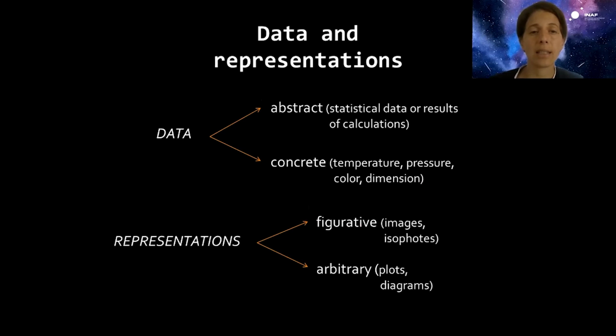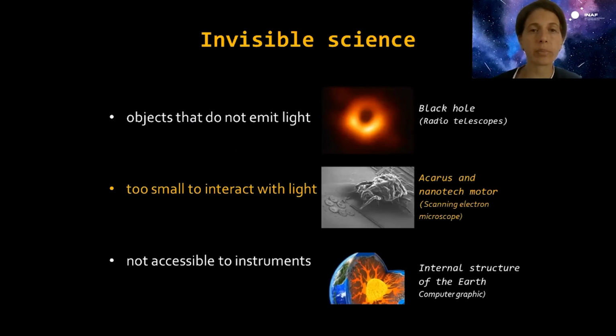Data in science can be abstract or concrete in the sense that they can be the result of a calculation or the application of a model or the result of a direct observation. And the representation of this data can be figurative in the sense that they recall the morphology of the observed objects, or arbitrary in the sense that they are more symbolic, such as plots or diagrams.